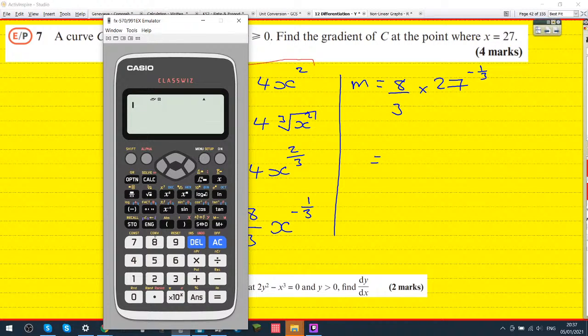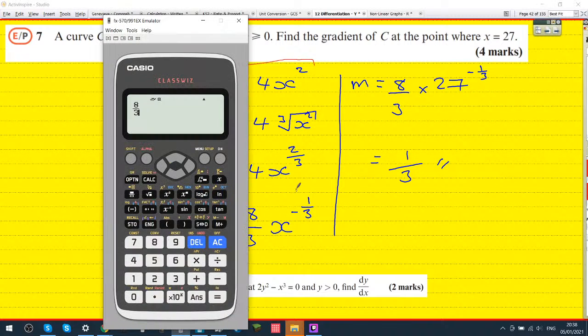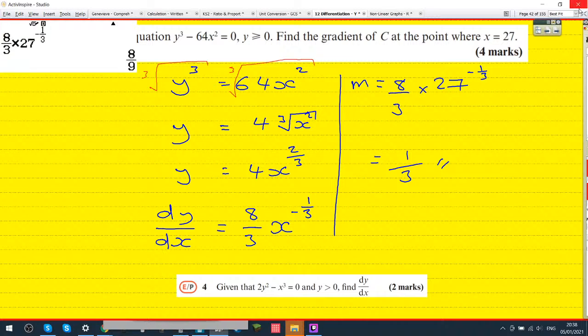Which gives you a third. A third? I thought it would be a nice answer. Not as the final answer, as in 27 to the power of minus a third is a third. And then that answer multiplied by 8 over 3, which is 8 over 9. 8 over 9, great. I was expecting some kind of normal enough answer.